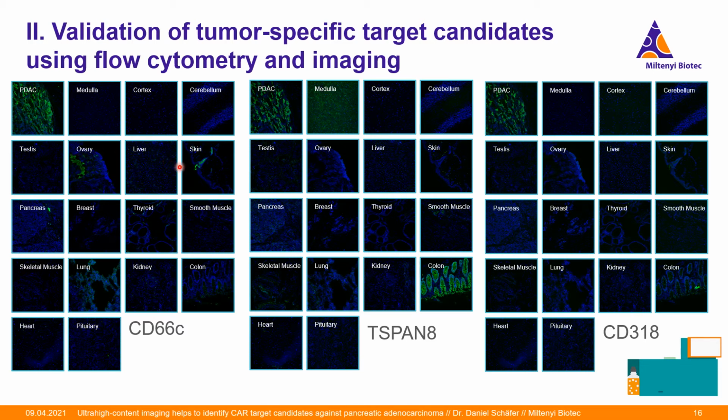Within the skin, CD66C seems to be expressed in hair follicle cells, which may be a dispensable cell type in immunotherapy. TSPAN8 has a strong expression within the colon. This is worrisome with respect to off-tumor toxicities in a CAR T-cell therapy and should be considered carefully. CD318 has, if at all, a very dim expression in some tissues.